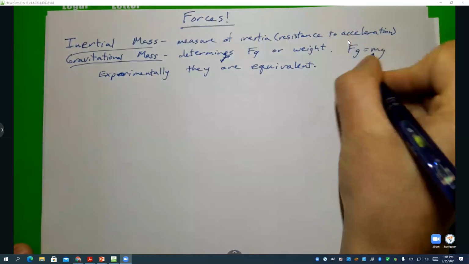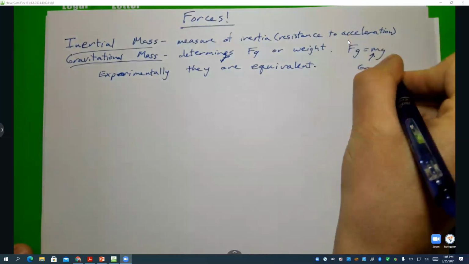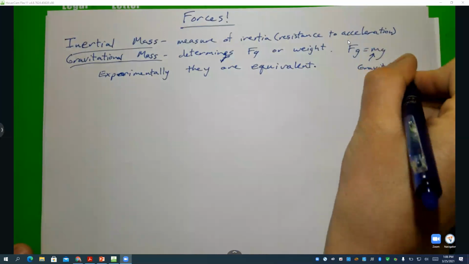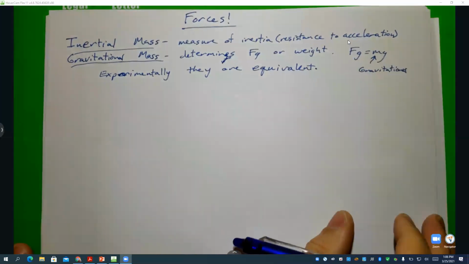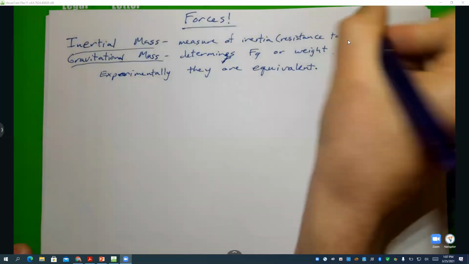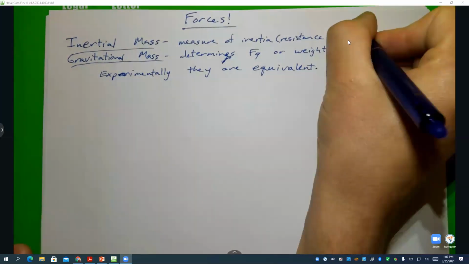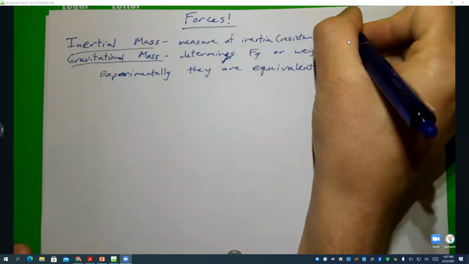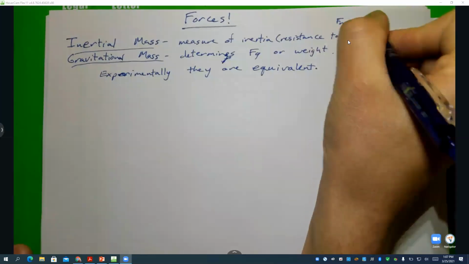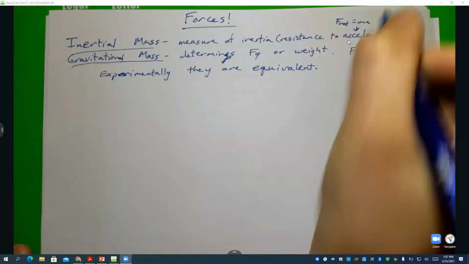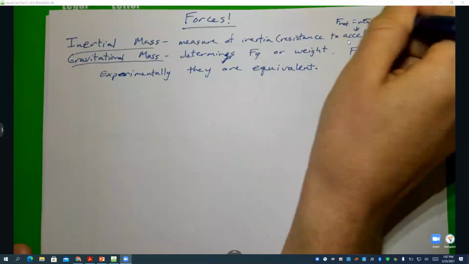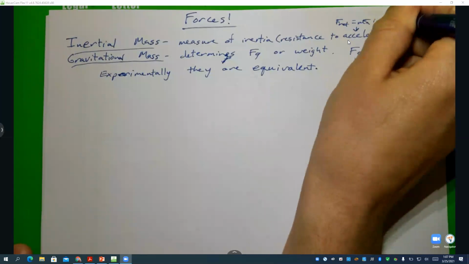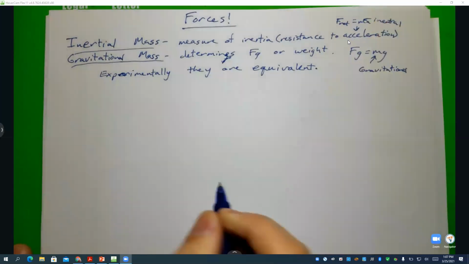This is the gravitational mass, but if we're doing net force equals ma, this is the inertial mass. And I'll talk more about that when I get to the laws.